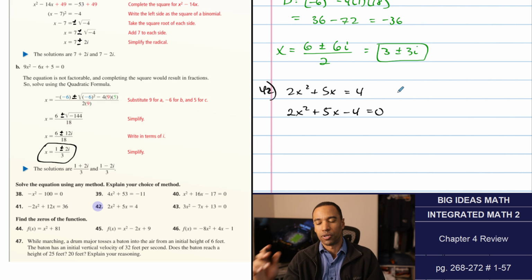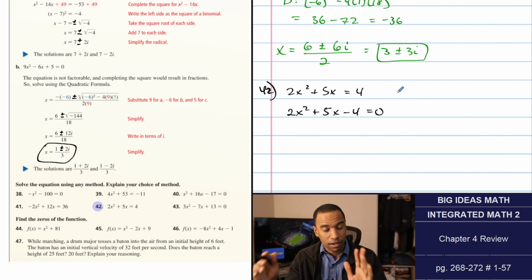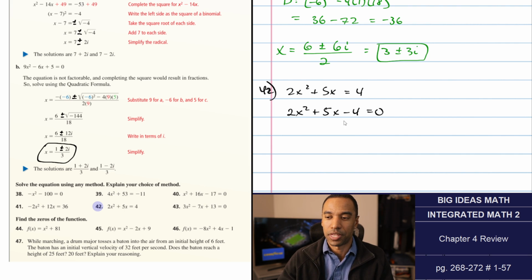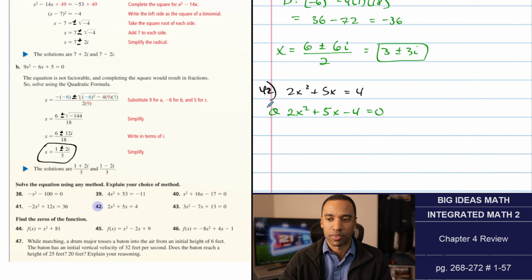Is this factorable? 2 can't go with the 4, so 2 has to go with the 1. Then negative... No, it's not factorable. So your only method, really the go-to, is the quadratic formula this time. I will be using the quadratic formula. I have no complaints about that. It's the only one that's good here.